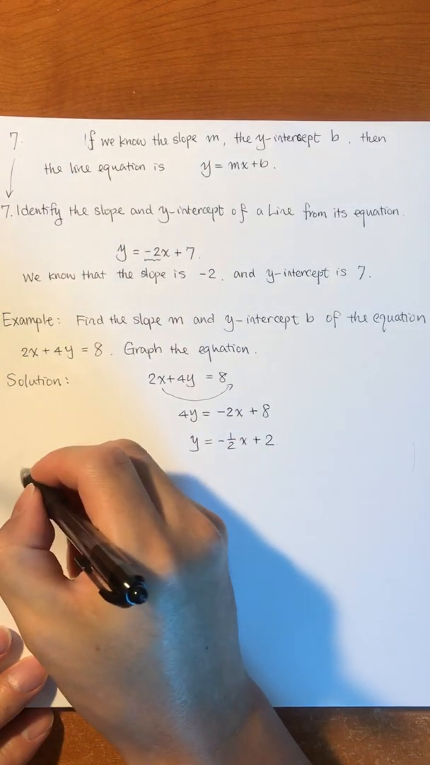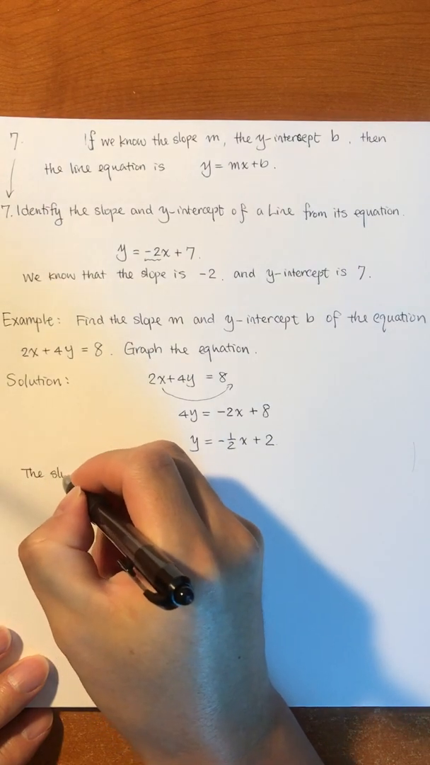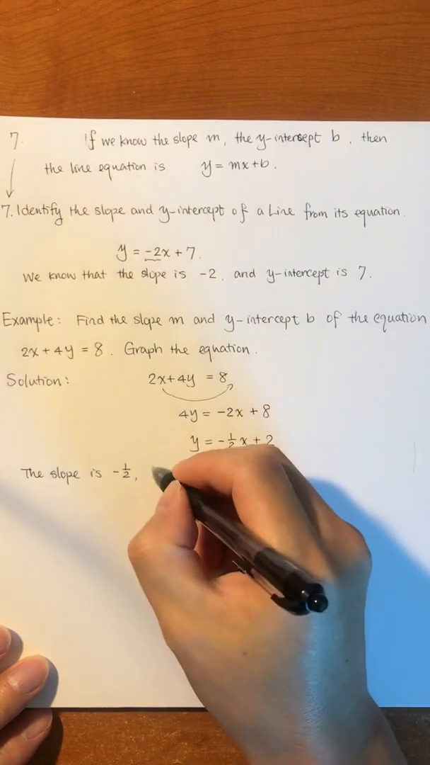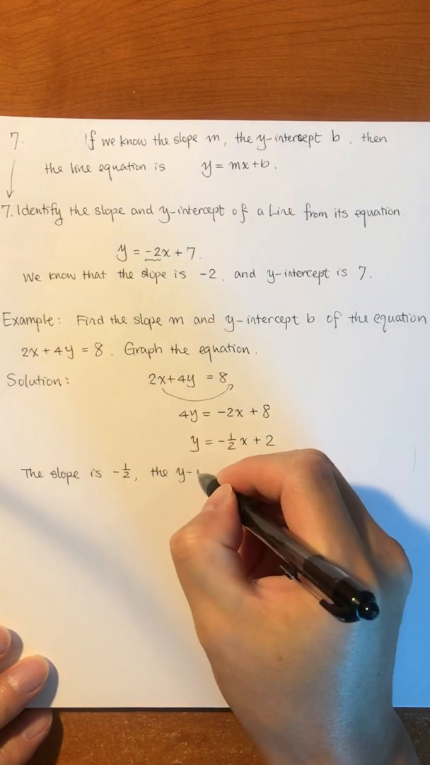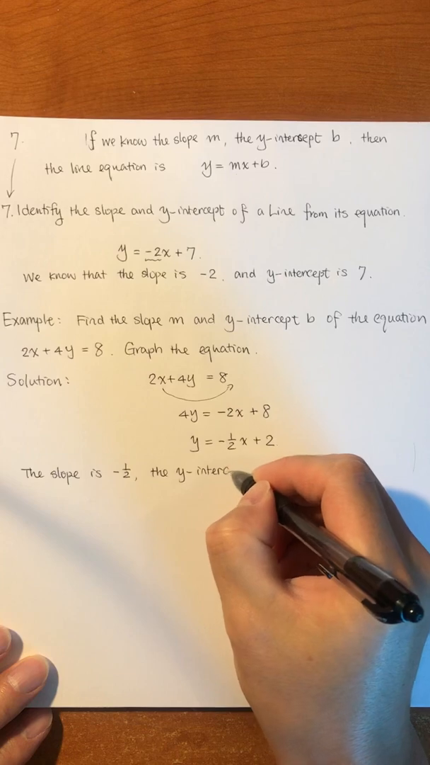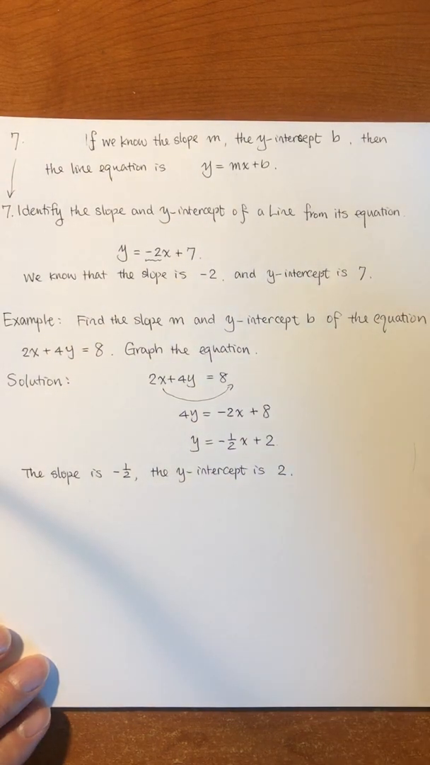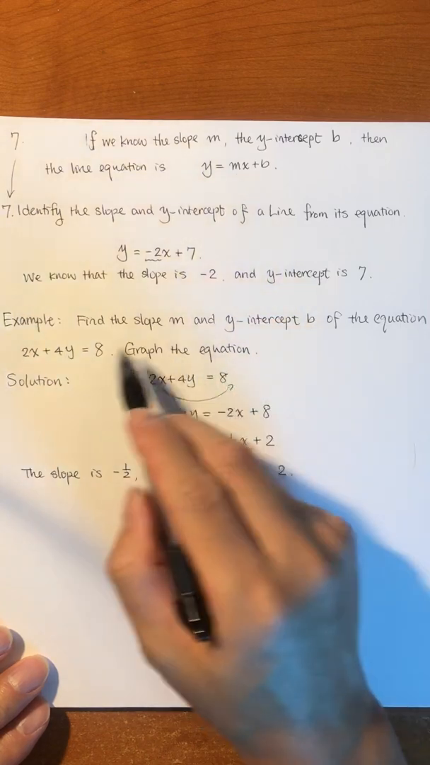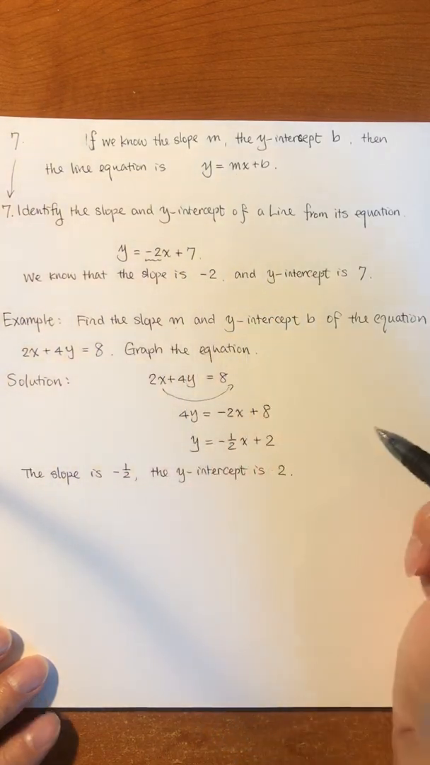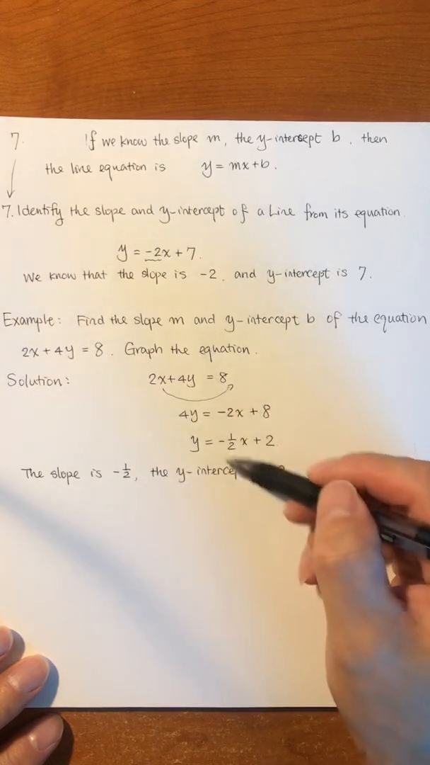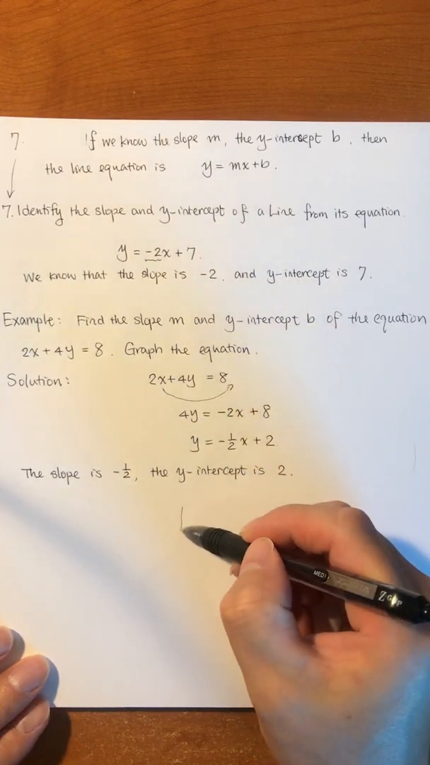From here we know the slope is negative 1/2. The y-intercept is 2. Alright? Okay, so that's the answer for the first half, find the slope and the y-intercept. And for the second part, we need to graph the equation. The equation represents a line, so basically we're going to graph this line.